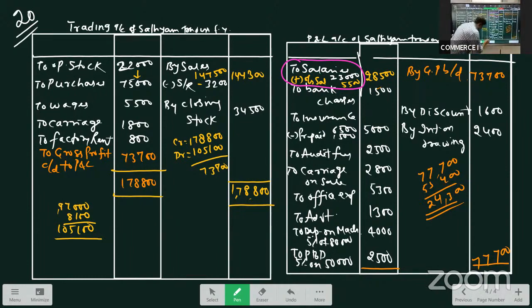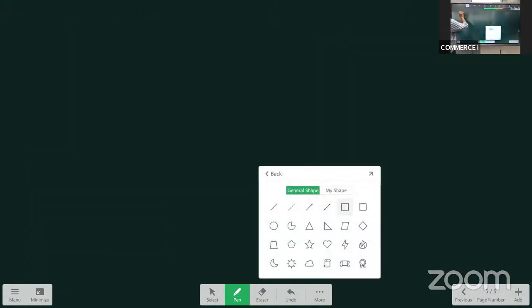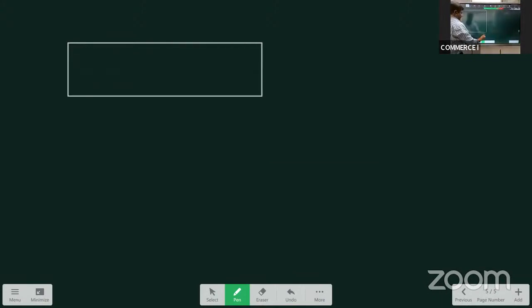That somehow here the table is not permitting me. I'll write here to net profit carried down to balance sheet. How much it is? 24,300. Now let us prepare balance sheet.